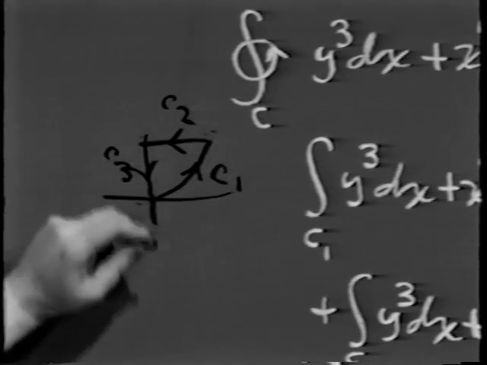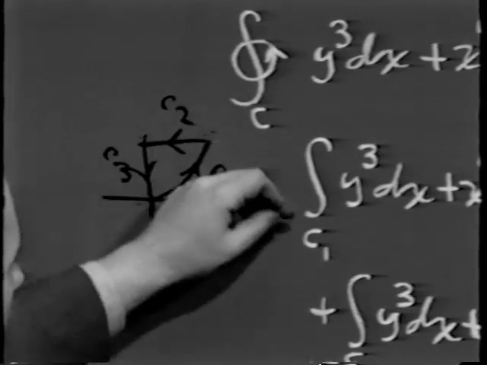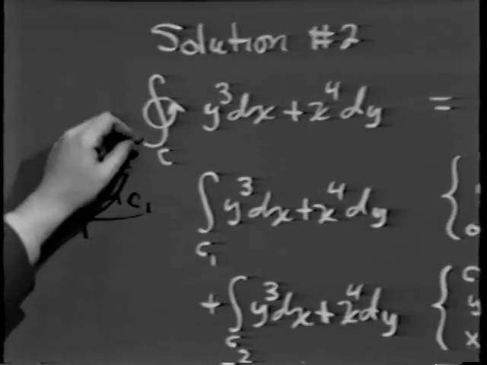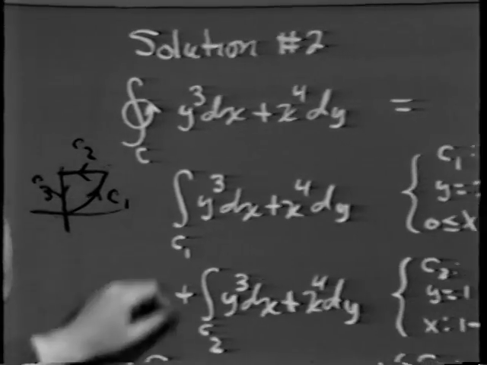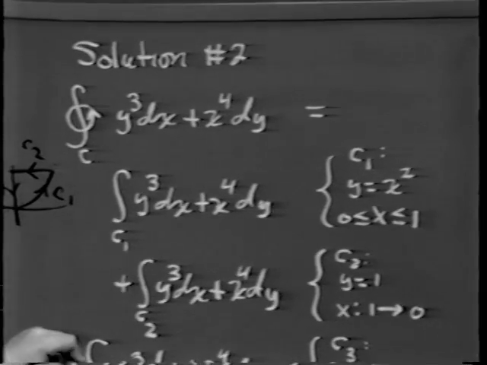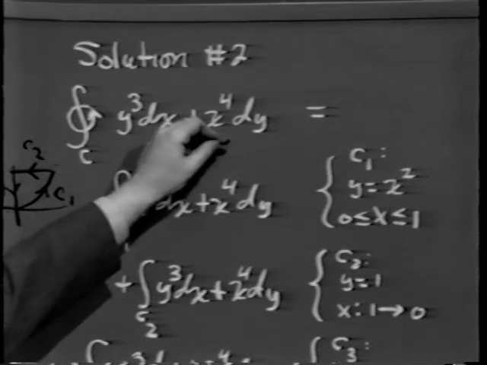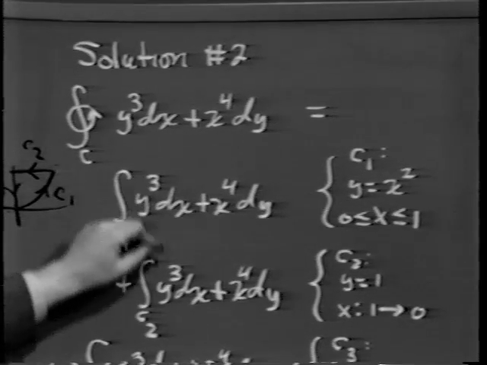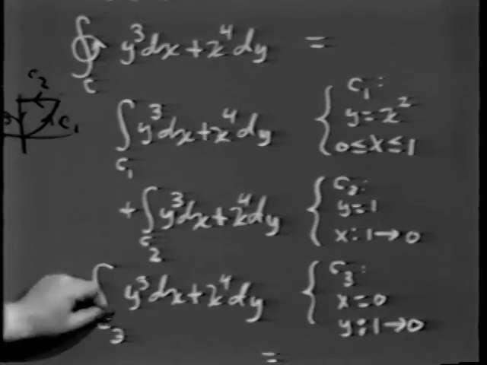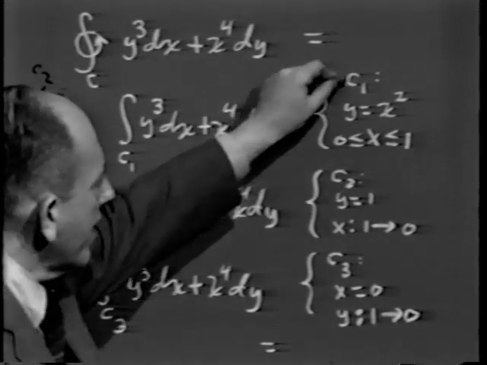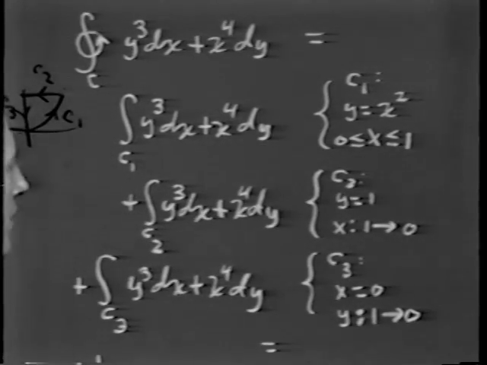At any rate, using the fact that if a curve is the union of curves, the line integral around that curve is the sum of the integrals over the curves making up the union, I get that the line integral along C, y cubed dx plus x to the fourth dy, is the sum of these three line integrals. In other words, I integrate along C1, C2, and C3, where C1 is y equals x squared, and x varies continuously from 0 to 1.